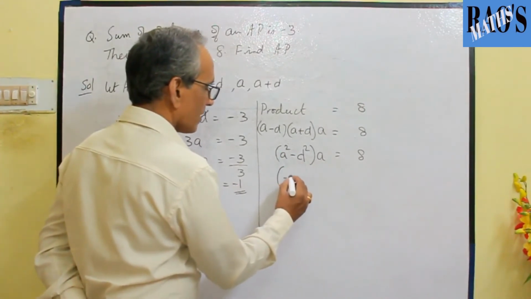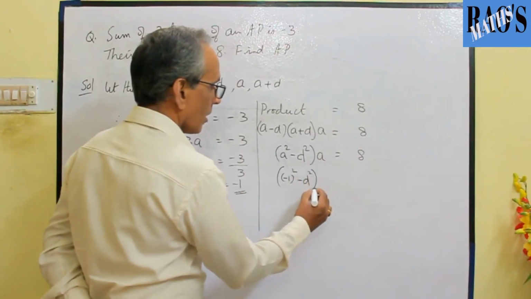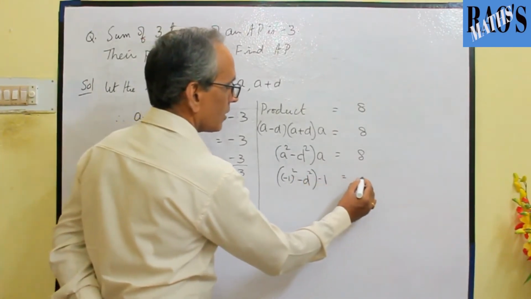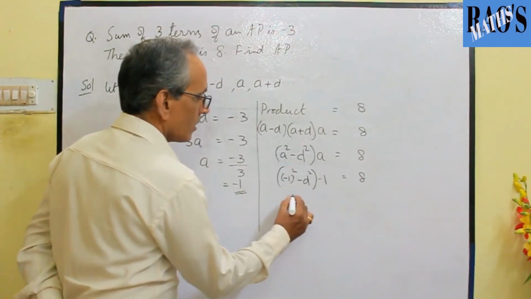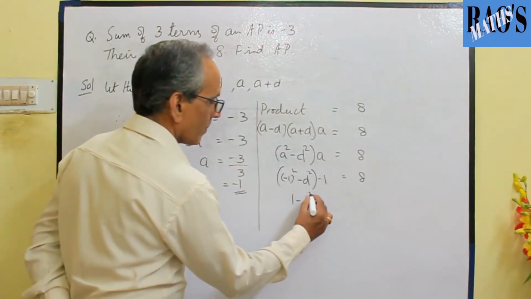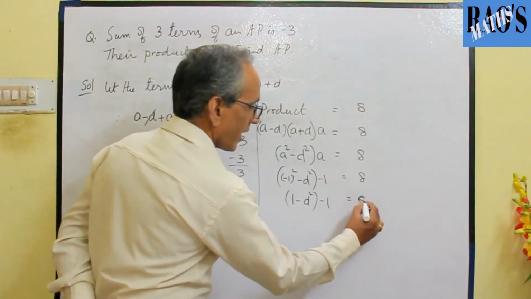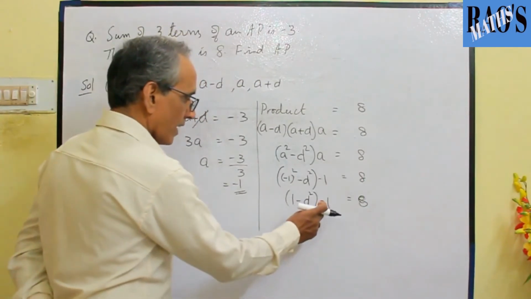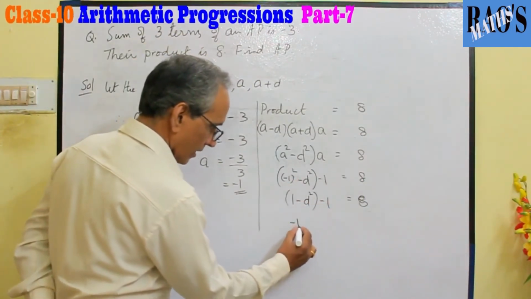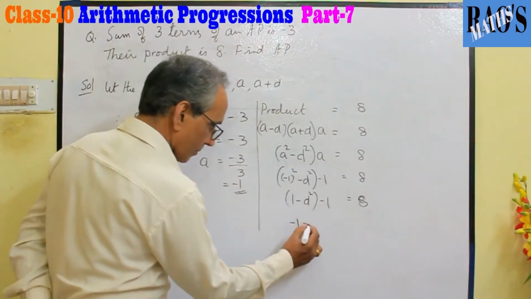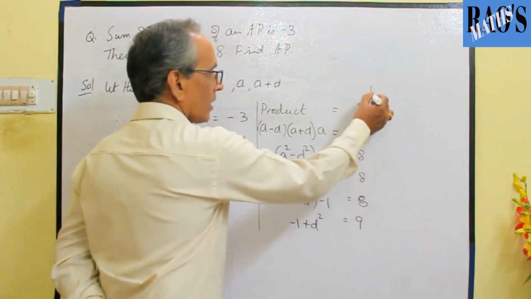So this is minus 1 square minus D square of minus 1 is equal to 8. Minus 1 square is plus 1. So 1 minus D square of minus 1 is equal to 8. So minus 1 of minus 1, minus 1 of 1, minus 1, minus 1 of minus D plus D square is equal to 9. Okay.